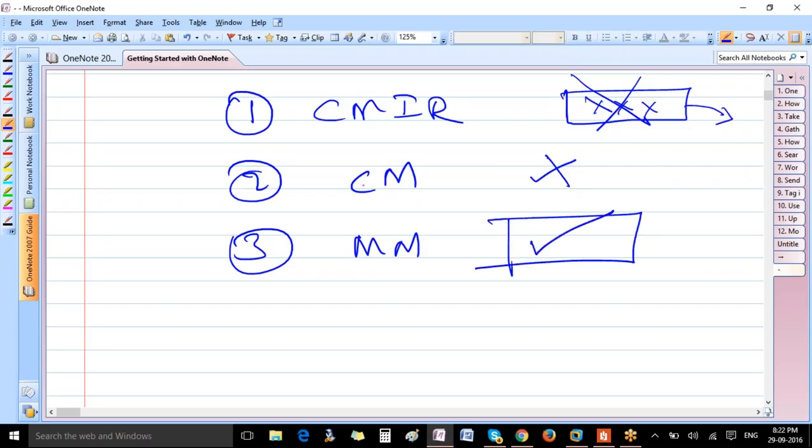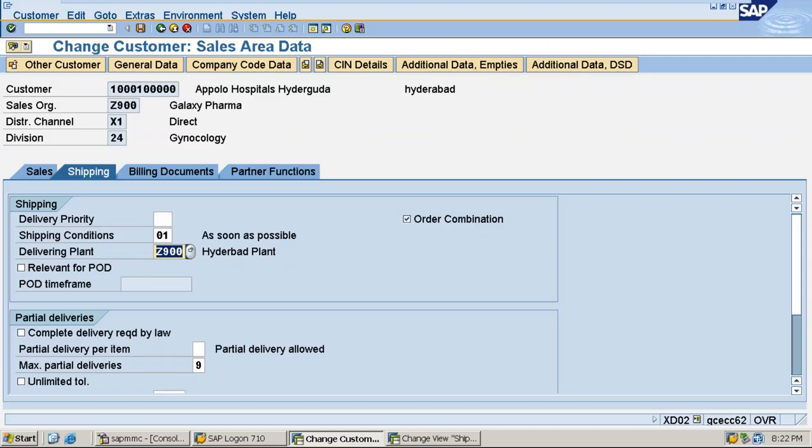If you don't maintain a plant in the customer master either, then the system will check whether you maintained it in the material master. So first preference the system gives to CMIR. If you don't maintain it, it will take it from the customer master. If you don't maintain it there, it will take it from the material master. So this is the sequence the system will follow to determine a plant into the sales document. Okay. When it comes to the CMIR and material master, again I'll show you this.